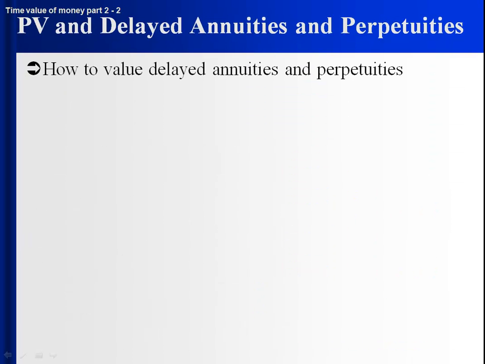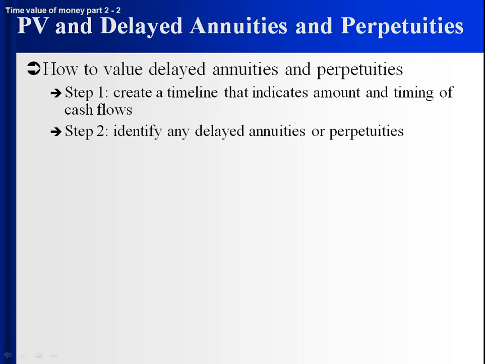Well, let's just follow these basic steps for how we value them. Step 1, create a timeline. Love timelines. And step 2, identify any delayed annuities or perpetuities. So do you have a case where you have at least one zero, maybe more, and then your first non-zero cash flow, and after that it either goes forever or goes for a finite period of time, such that you have a delayed annuity?